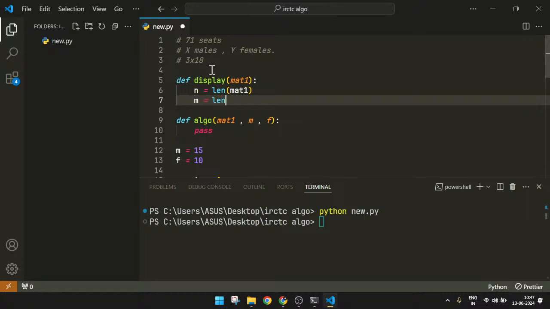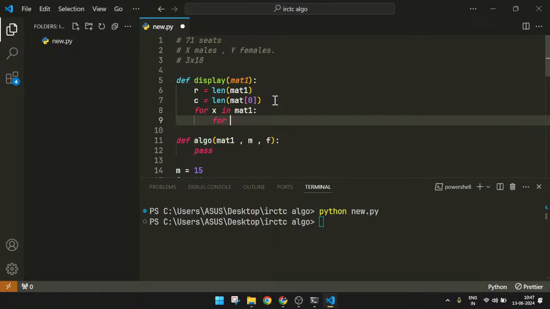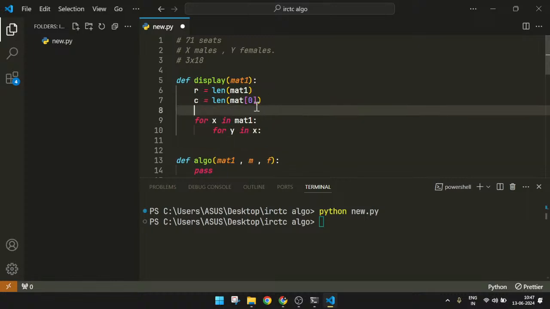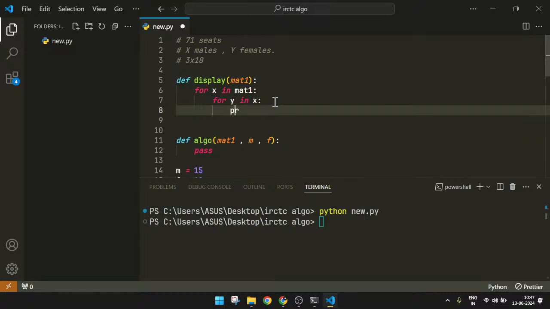And m will be the length of not n, but the number of rows and number of columns. Then I'll loop for x in. So why do I need this? I think I don't need this. That's why Python is so dangerous, isn't it? I'll print y with width and space.